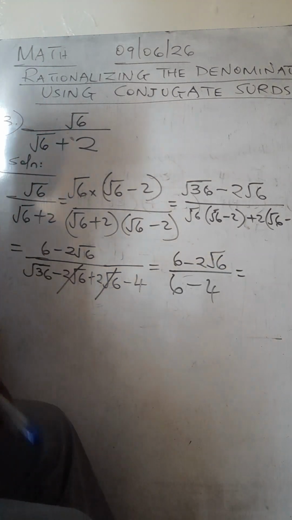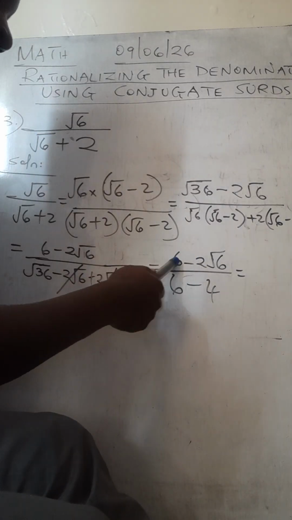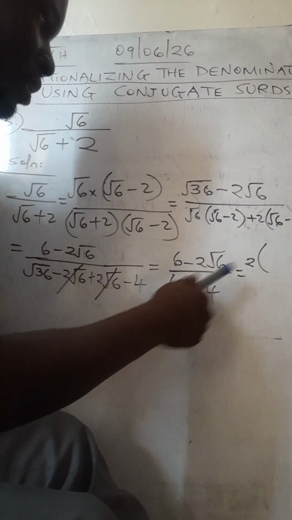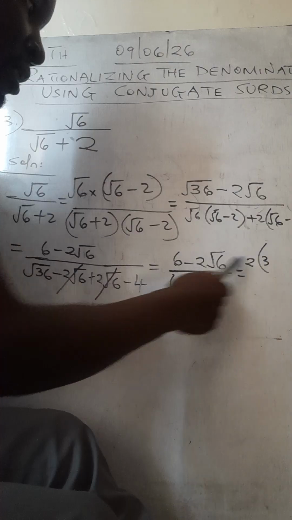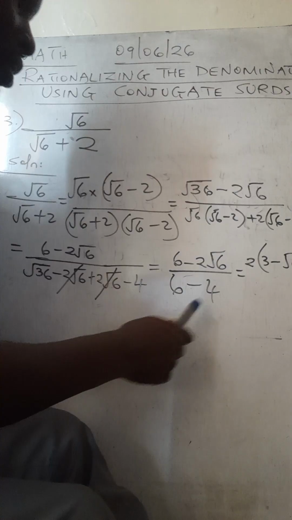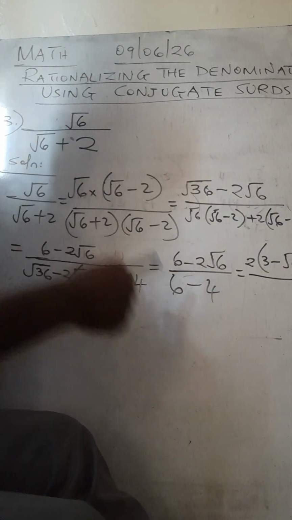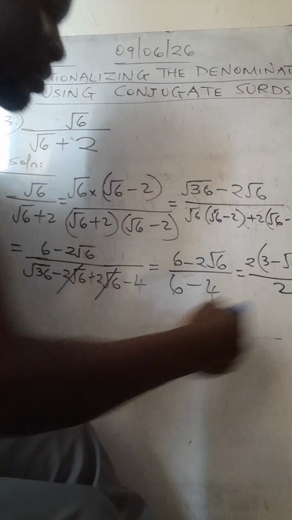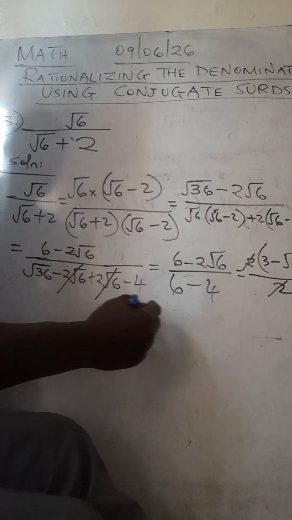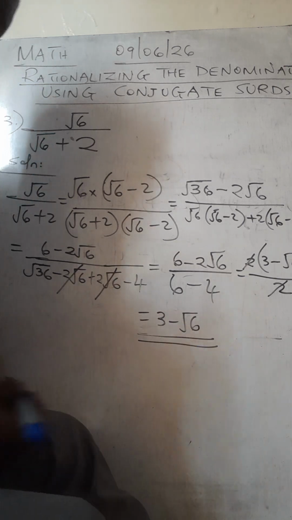So you get, looking at this and this, 2 is a common factor, you can factorize out 2. So inside you have 3, because 2 times 3 is 6. Then minus root 6, because 2 times root 6 is 2 root 6, over 6 minus 4 is 2. So 2 can cancel 2 like that. Now finally you have 3 minus root 6 as your final answer.